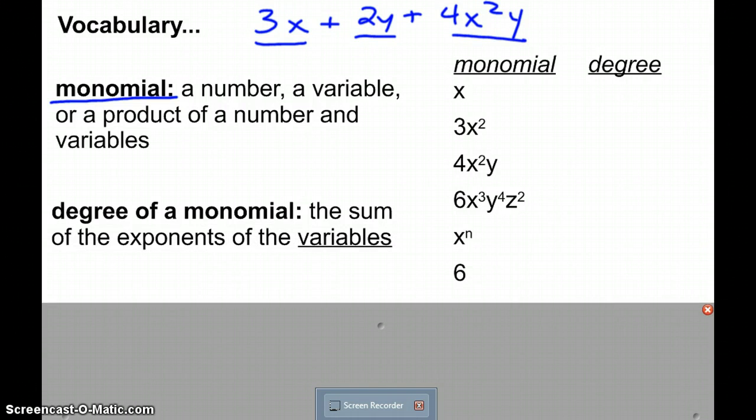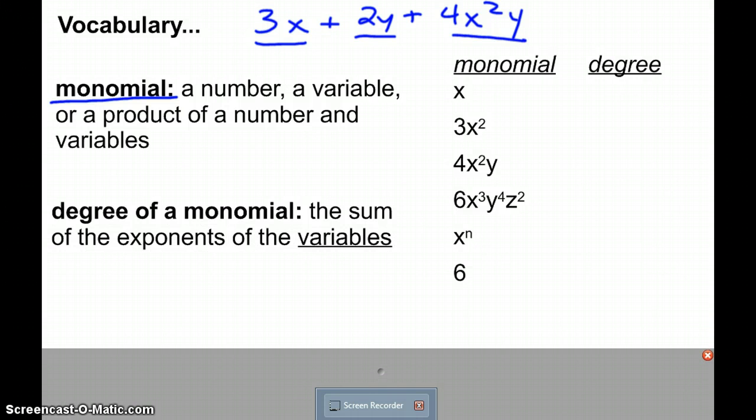The second term you're going to be asked to be aware of is the degree of a monomial. This gets into when we start to classify functions as linear, quadratic, cubic, things like that. That's when the degree of a monomial comes into play. The degree of a monomial is the sum of the exponents of the variables.